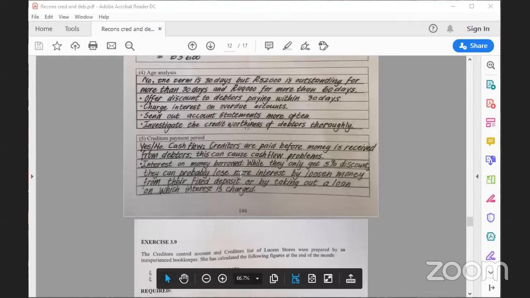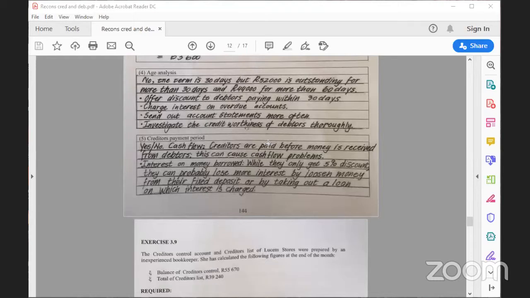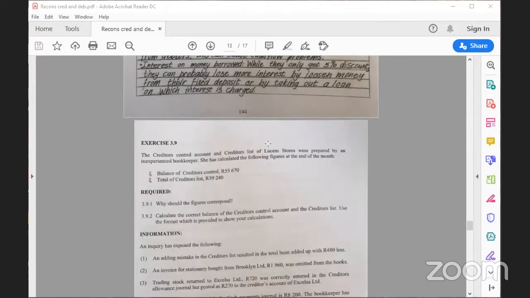That's very important. Remember yesterday I said 30 days for debtors, 90 days for creditors. So I have more time to pay my creditors so I can have cash flow in my business. Now I'm paying my creditors before my debtors are even paying me. Can you see what cash flow problem that can cause? You have interest on money borrowed while they only get a 5% discount. So this does not make sense, because you're losing more money, paying more interest while only getting a smaller discount.